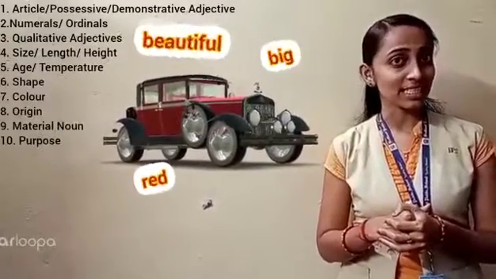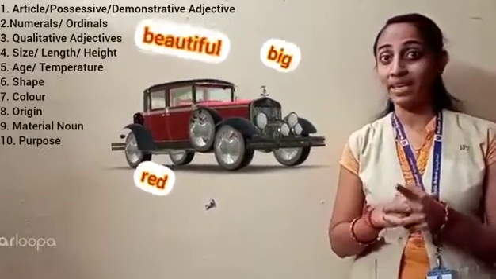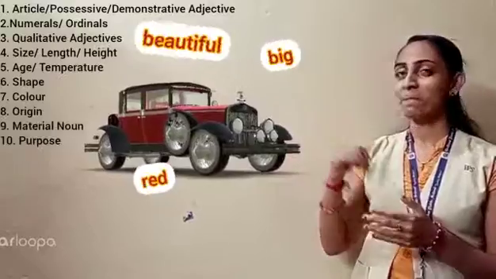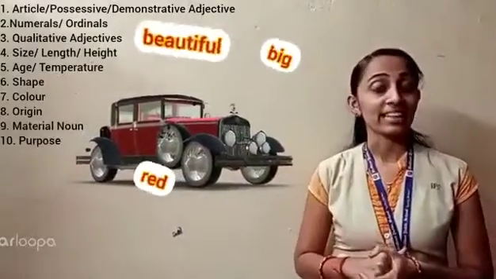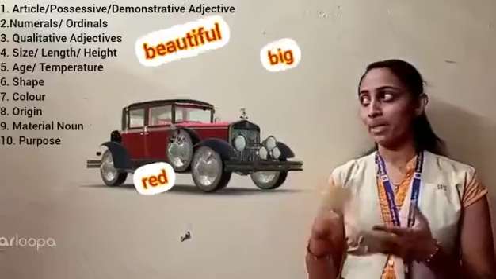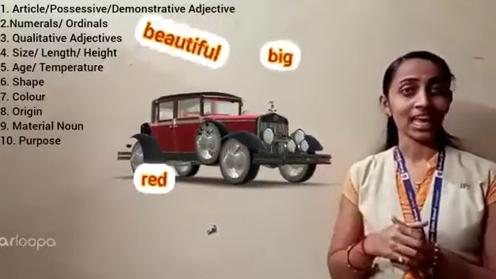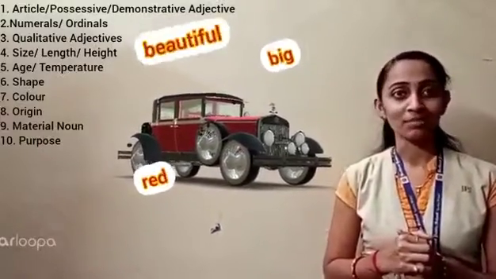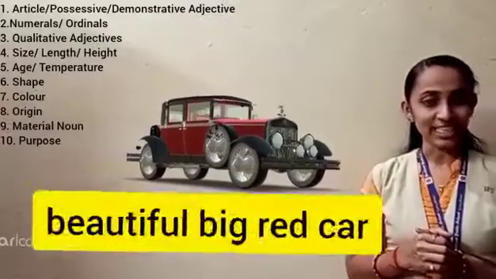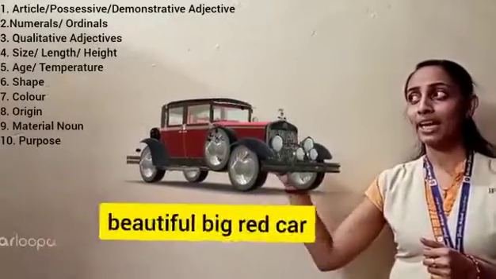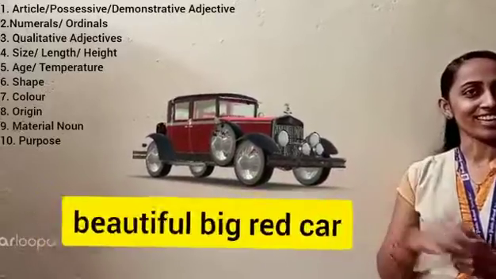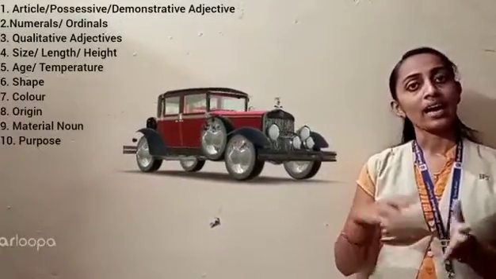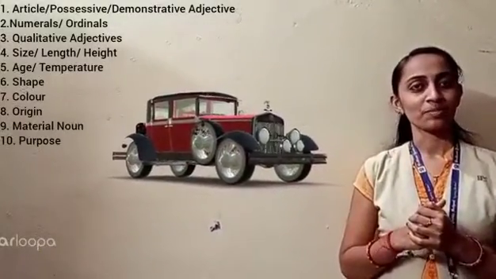And then comes size, big. Big is showing the size of the car. So next comes big: beautiful, big. And then comes age or temperature, but we don't have any. And then comes shape. And then comes color, red. So the answer is beautiful, big, red car. Clear?